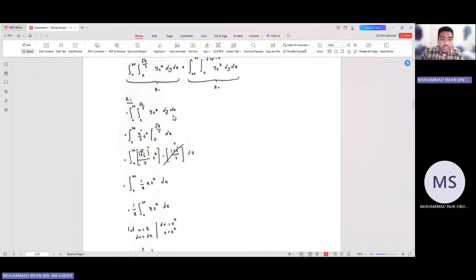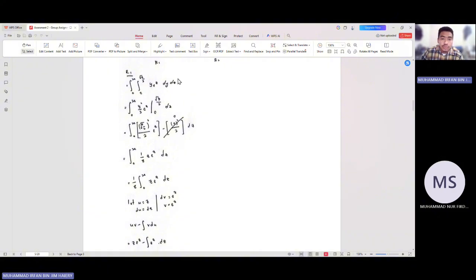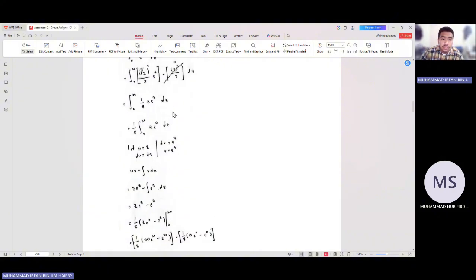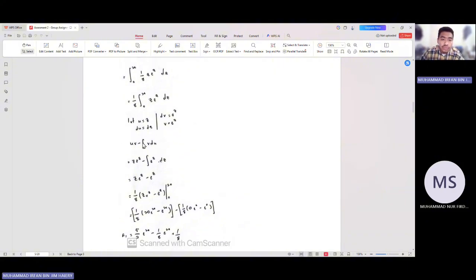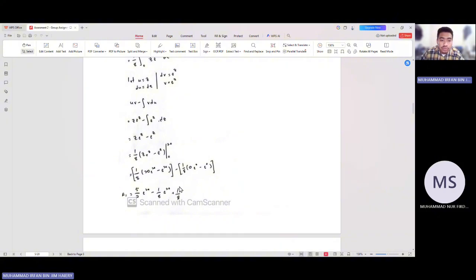For region 1, we do the integration. The first is with respect to dy, and the second time with respect to z, and this is the answer. When we got this answer, we cannot integrate it like usual, but we should use the by parts method. This is the by parts method, and this is the formula. After we calculated, we got this answer for region 1 only.